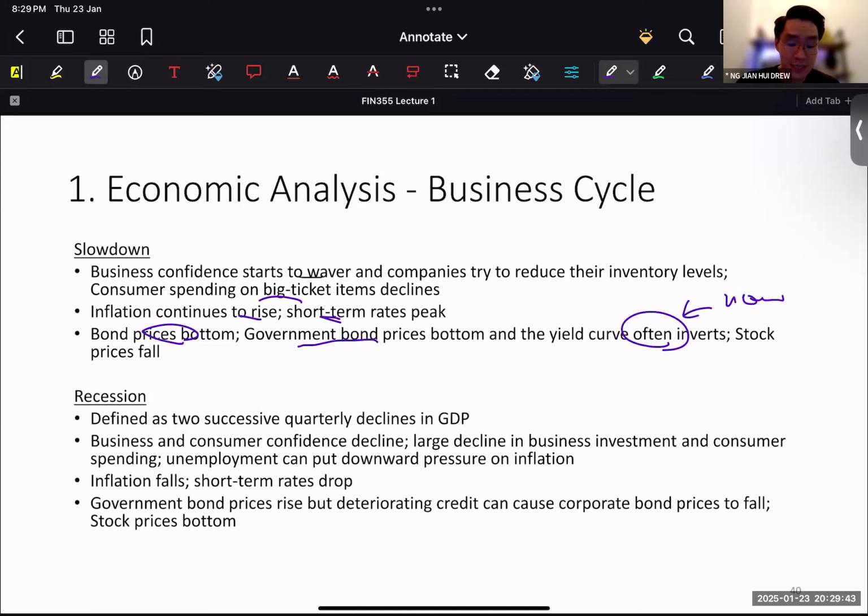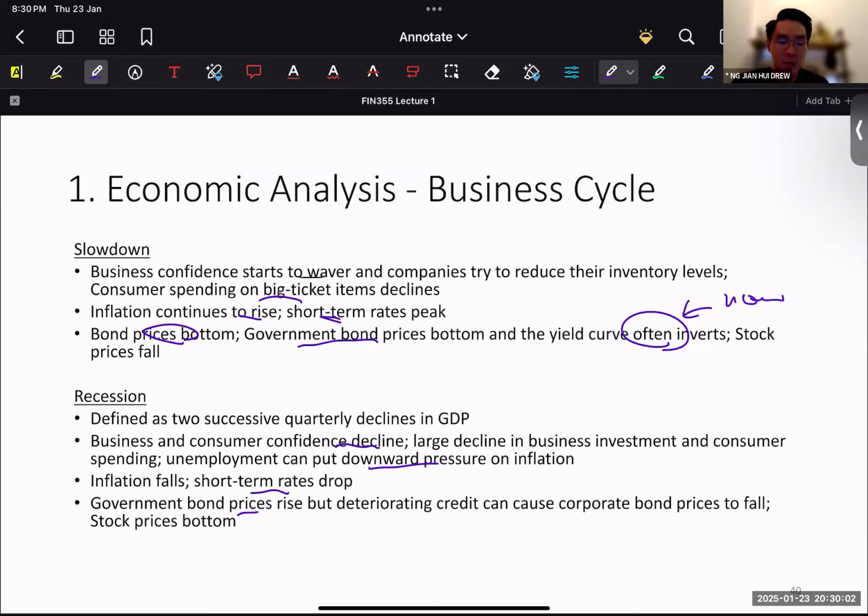Recession, of course, is two successive quarterly declines in GDP. So recession is usually quite bad. That's where there's no confidence in the market. There is downward pressure on the inflation. Inflation falls. Short-term rates continue to drop.